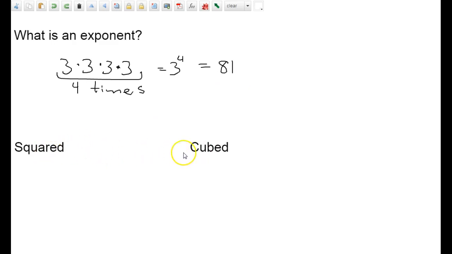There are some special exponents that have their own name, like squared. Any number to the second power is being squared. And cubed, any number to the third power, so a 3 up above. You may hear me say those words, either squared or cubed, as we go through, and that's what they mean.